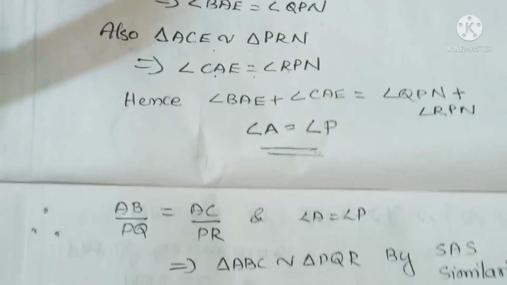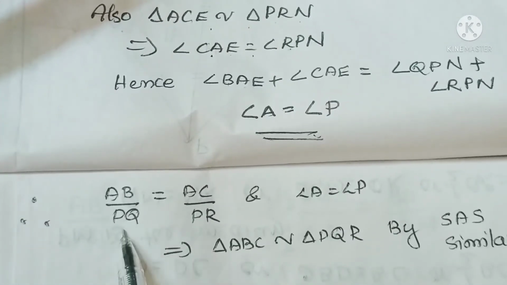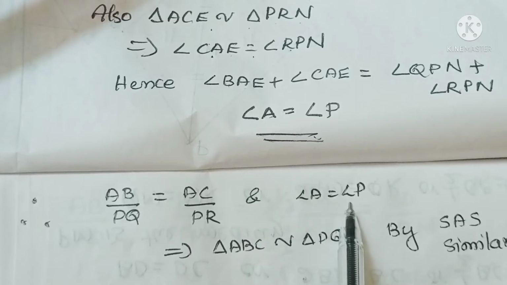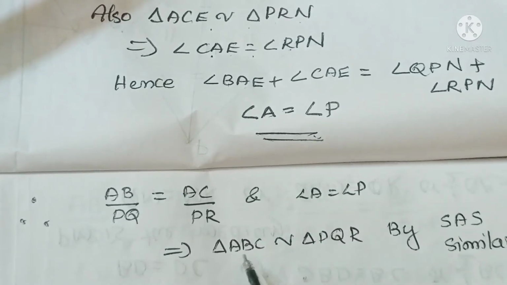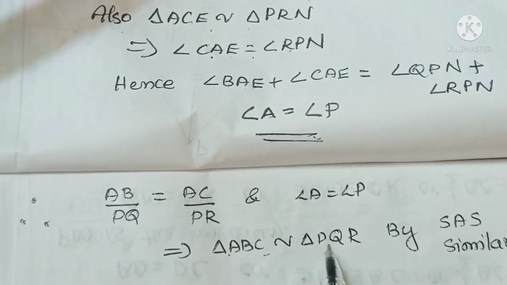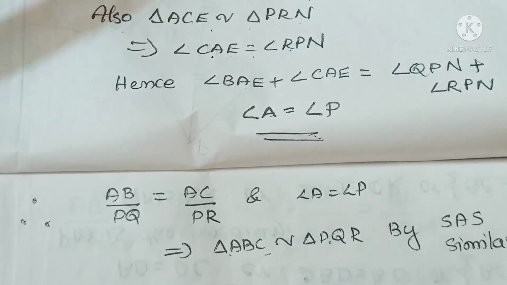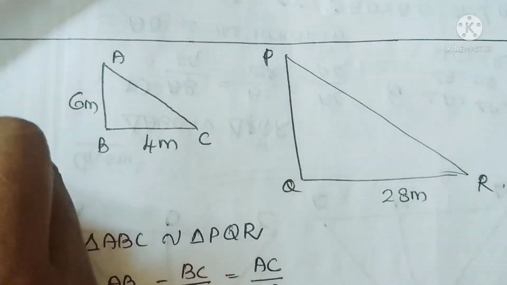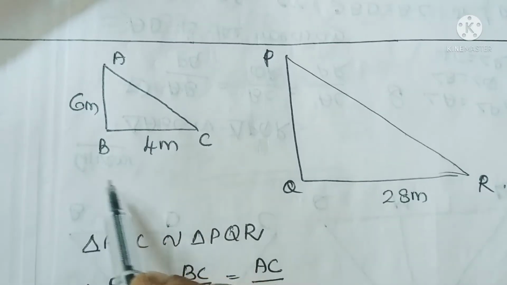Therefore, in the two triangles, the two sides are in the same ratio and the included angles are equal to each other. Therefore, triangle ABC is similar to triangle PQR by SAS similarity. Then question number 15.